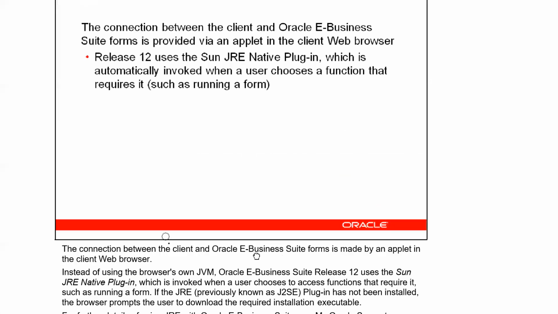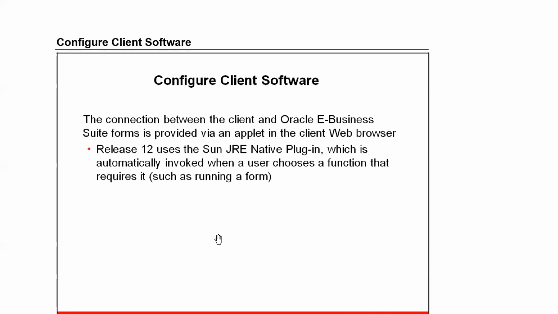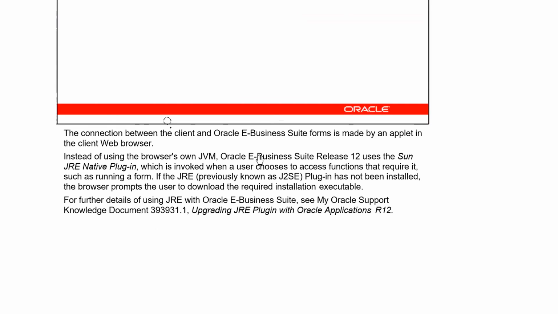Plus, the first time whenever you invoke, you need to configure the client software, that is the Sun JRE native plugin. The connection between the client and the Oracle E-Business Suite forms is provided via an applet. Release R12 will use the Sun JRE native plugin, which is automatically invoked when the user chooses. That's what I'm telling you. So whenever you invoke, automatically the Sun JRE is installed on your client software, right?